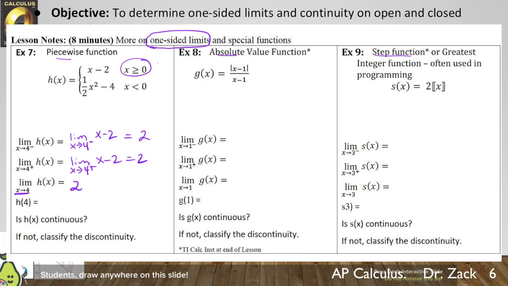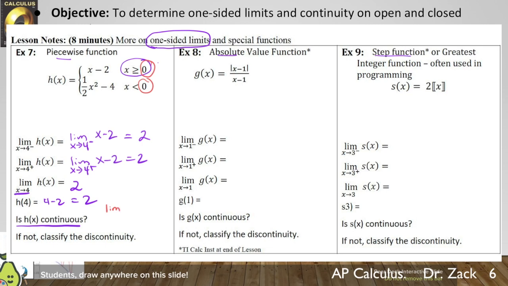Oh, look at this. H at 4. Let's see. Wait, it's still just going to be 4 minus 2, which is 2. So now this next question, is h of x continuous? Don't be fooled. It is continuous at 4, but the place where you might have trouble thinking about continuity is at 0, where the piecewise function connects.